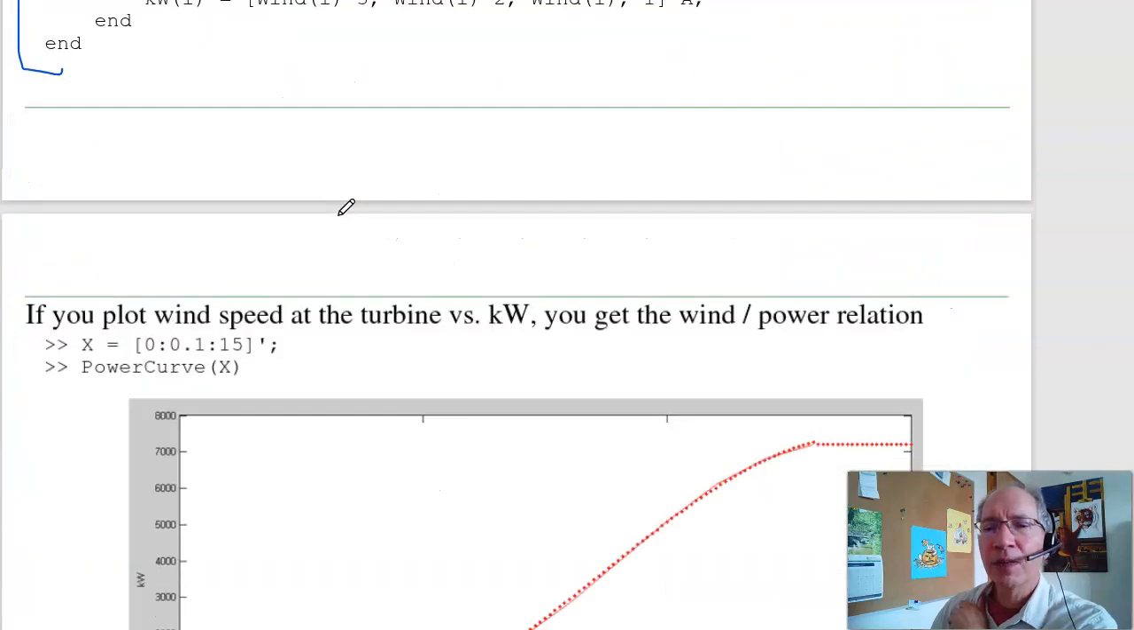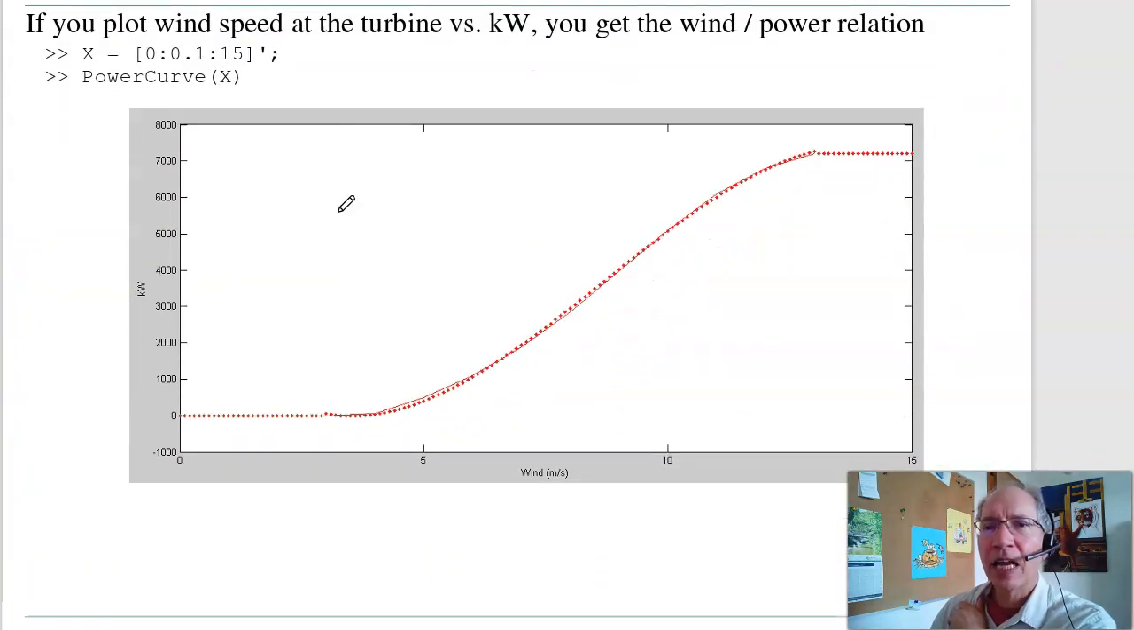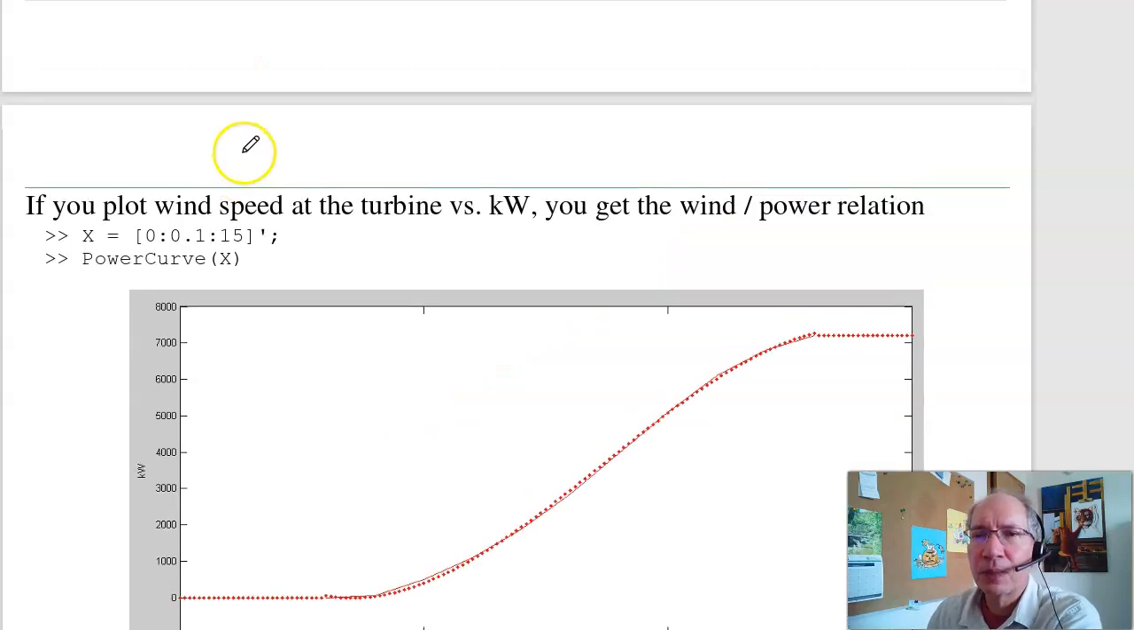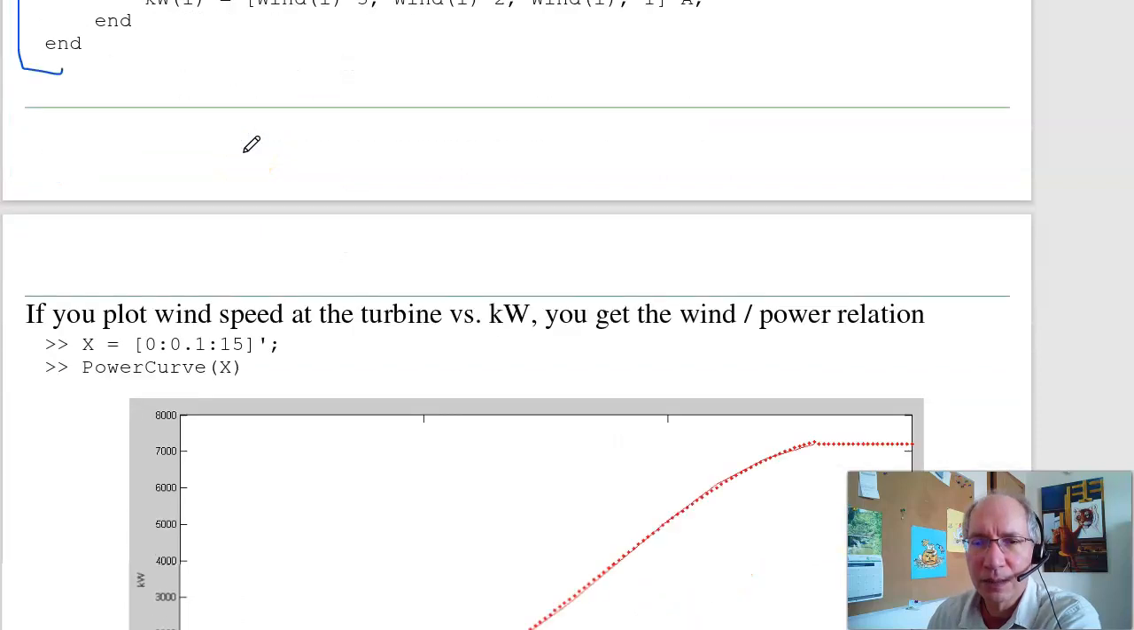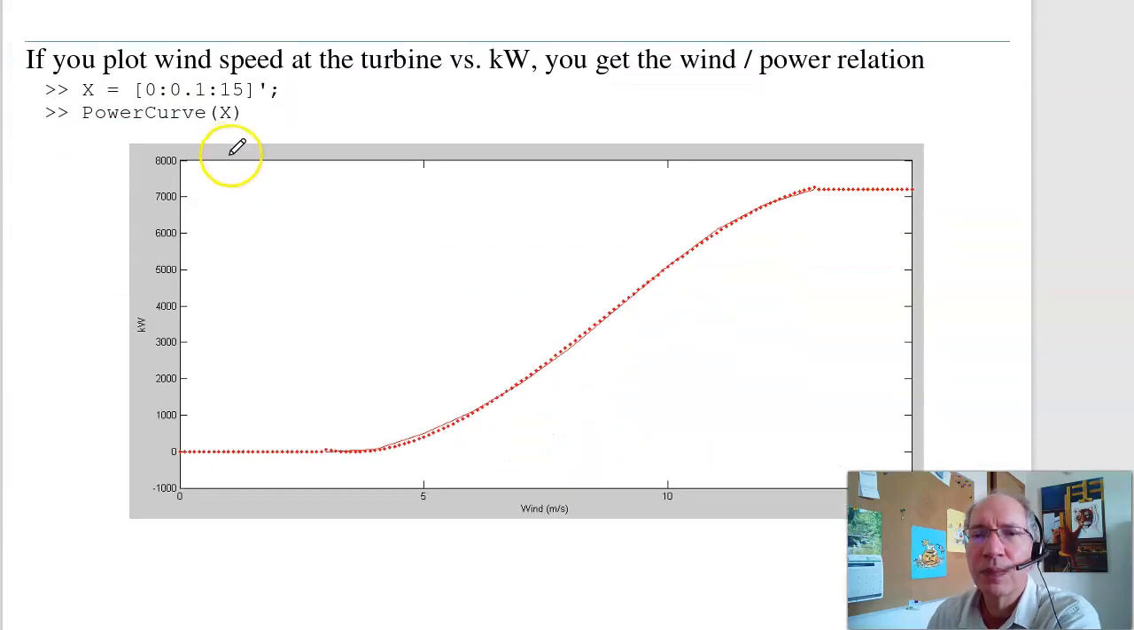Now the first thing I might want to do is check how good my curve fit is. In this case, suppose the wind goes between 0 and 15 meters per second. I do the power curve at each data point. What this graph does is show the actual data as the red line. My computed power curve is the dotted line. So this is what I'm calculating.